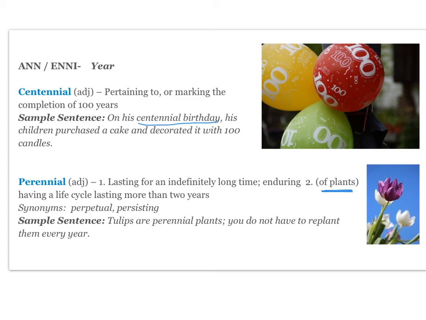Your synonyms are perpetual and persisting, and your sample sentence is, tulips are perennial plants. You do not have to replant them every year. So there's your difference if you ever go to a garden shop and you see perennial plants and annual plants. The perennial plants are ones that come back year after year after year, whereas the annuals are ones that only last for 1 year and then they die, and then you have to replant them the next year. So perennial means they keep coming back every year.